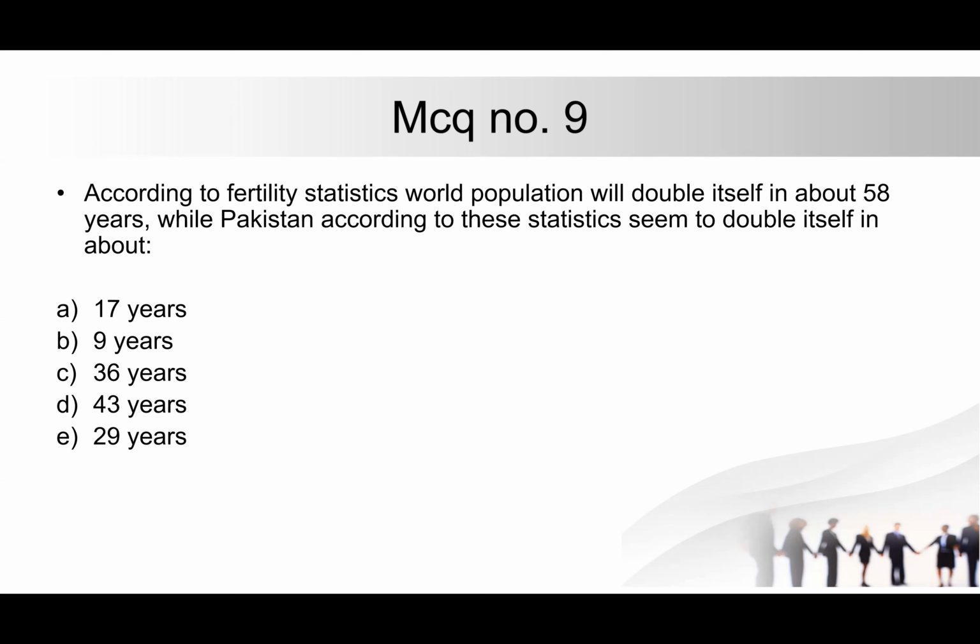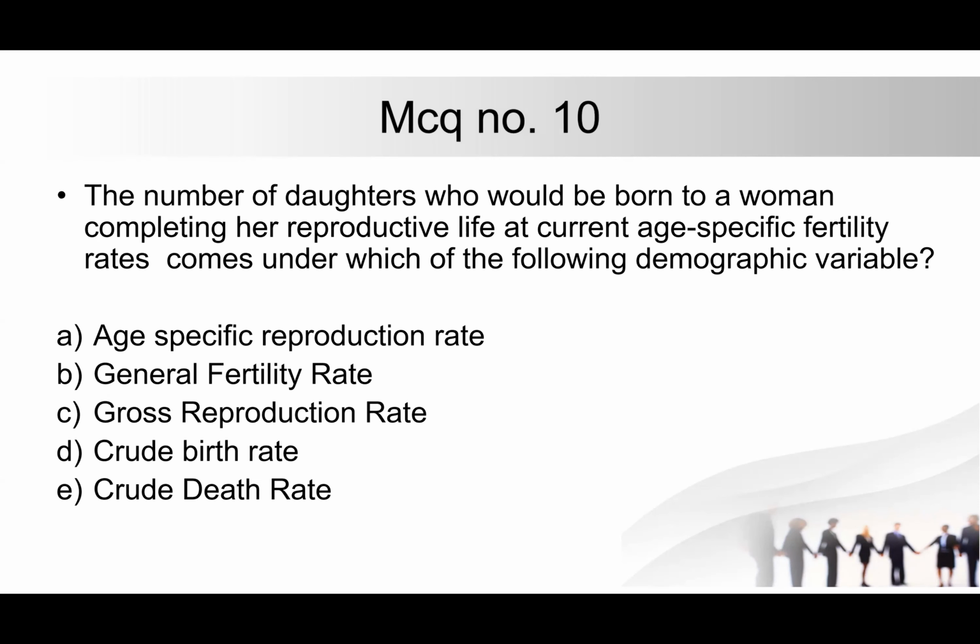It's E, 29 years. The number of daughters who would be born to a woman completing her reproductive life at current age-specific fertility rates comes under which of the following demographic variables: age-specific reproduction rate, general fertility rate, gross reproduction rate, crude birth rate, or crude death rate. It's C, gross reproduction rate.